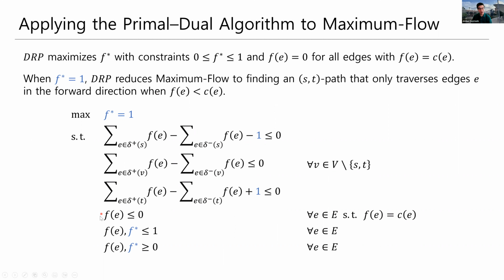We're not allowed to use these tight edges. Why? Because f of e is equal to 0. So somehow we're only allowed to traverse edges e when f of e is strictly less than the capacity.